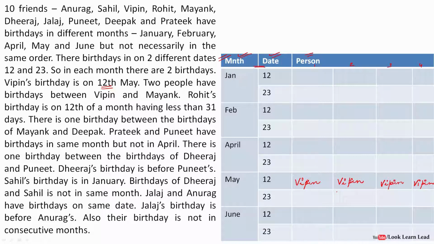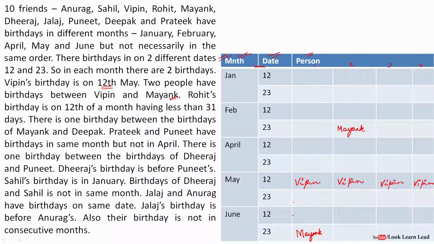2 people may have birthday between Vipin and Mayank. So between Vipin and Mayank, 2 people can have birthday. It is not said that Mayank would be above Vipin or below Vipin, so we'll be considering the 2 conditions. Mayank below Vipin, that is 2 people, 1, 2, have birthday between Vipin and Mayank. And the other scenario is Mayank can be here. Now at present we don't need the 3rd and 4th scenario. We would use it if we need it further.